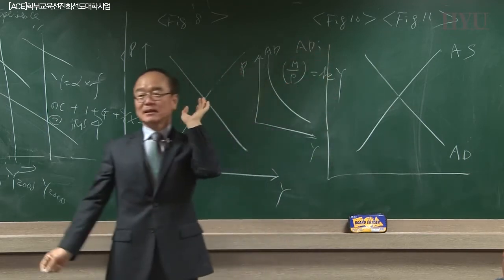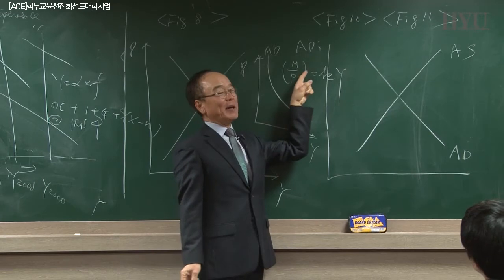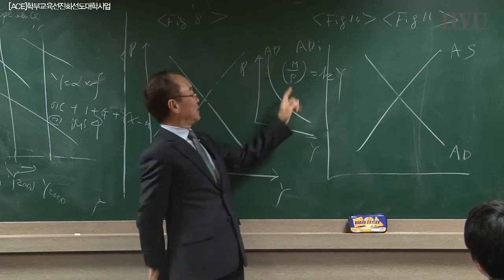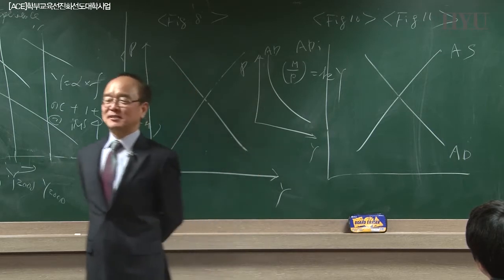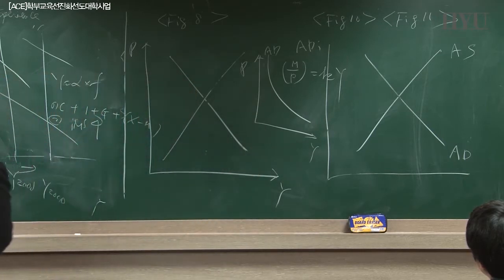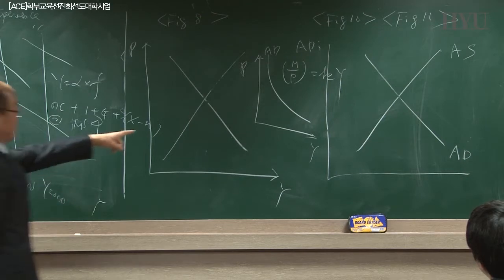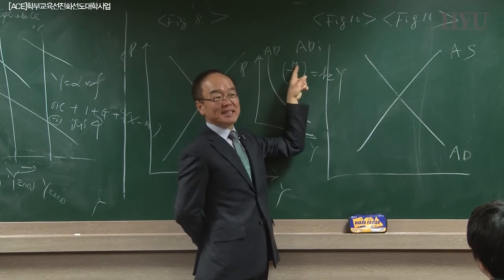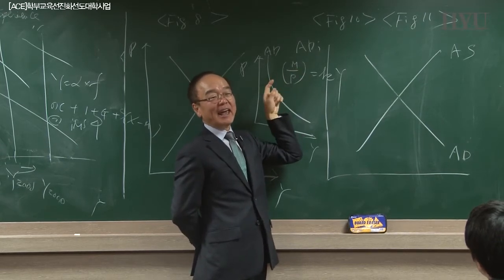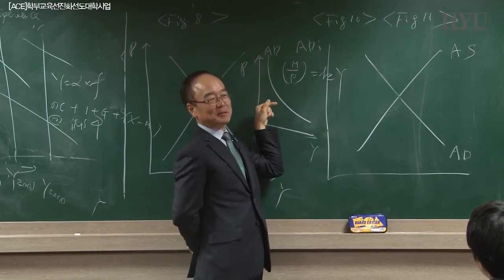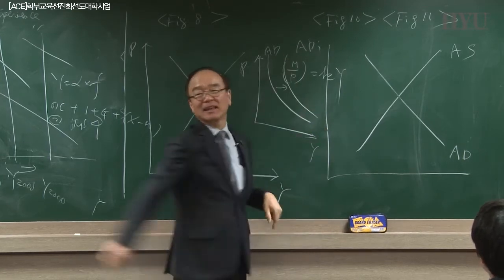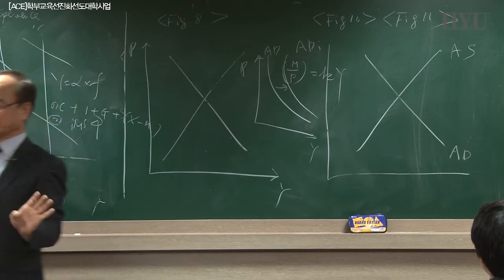Here, M goes up. What happens here? In this model, is M an endogenous variable or exogenous variable? In this model, we have P and Y, right? M is an exogenous variable. As M increases, this curve moves to which direction? To this direction. Really confusing.